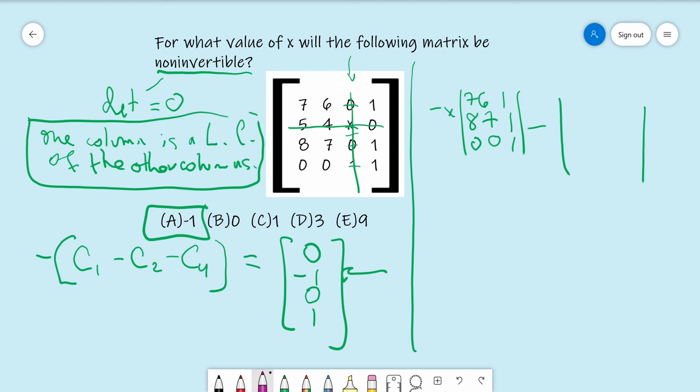I'll use a different color to cross out this row and this column. So now we have 7, 6, 1, 5, 4, 0, 8, 7, 1.